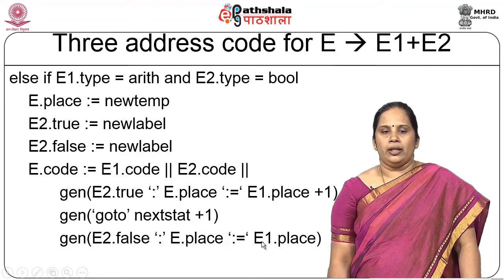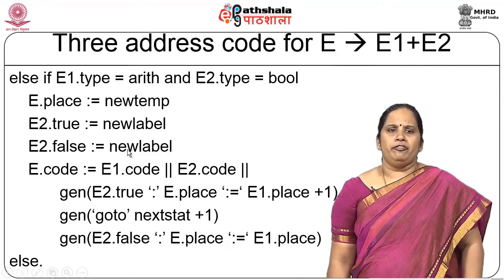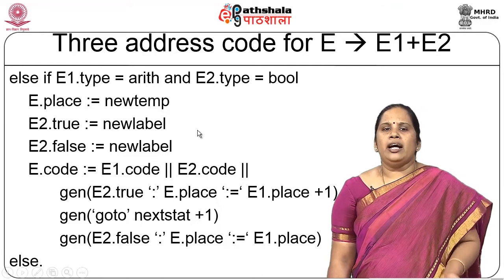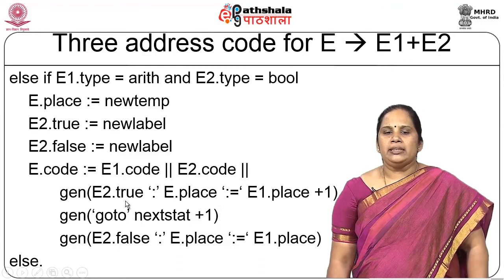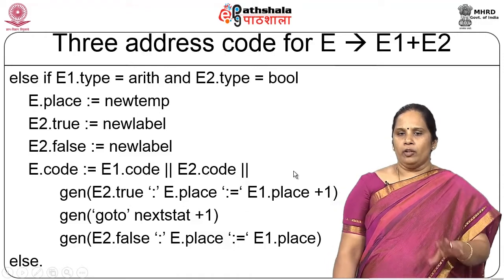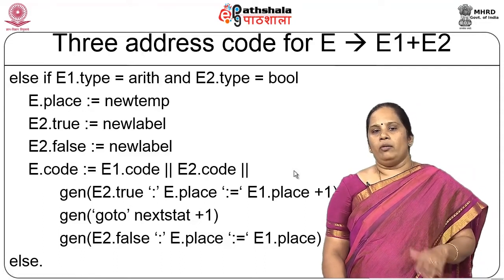So this is one more situation. I can keep on concatenating this. If E1 dot type is equal to bool and E2 dot type is equal to arithmetic, I have to do the reverse. And if both are boolean, how do I handle it? If both are boolean, what will I do? I will simply say E2 dot true, under the true label, I have to consider 4 cases. E1 could be true, E2 could be true, E1 could be false, E2 could be false, etc.